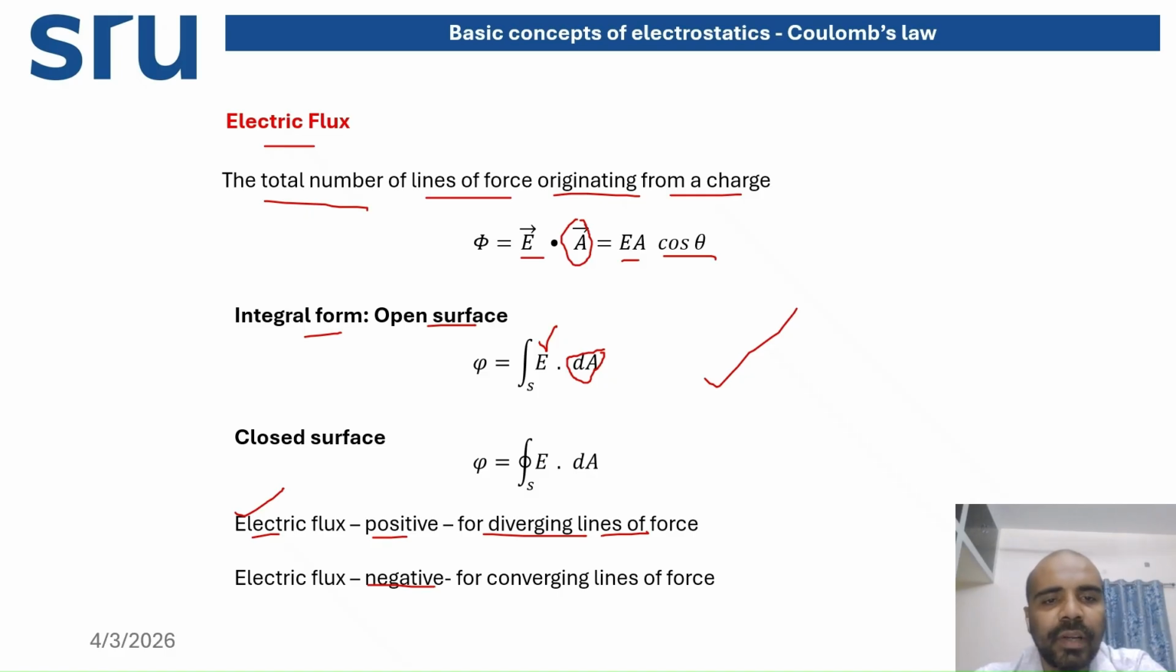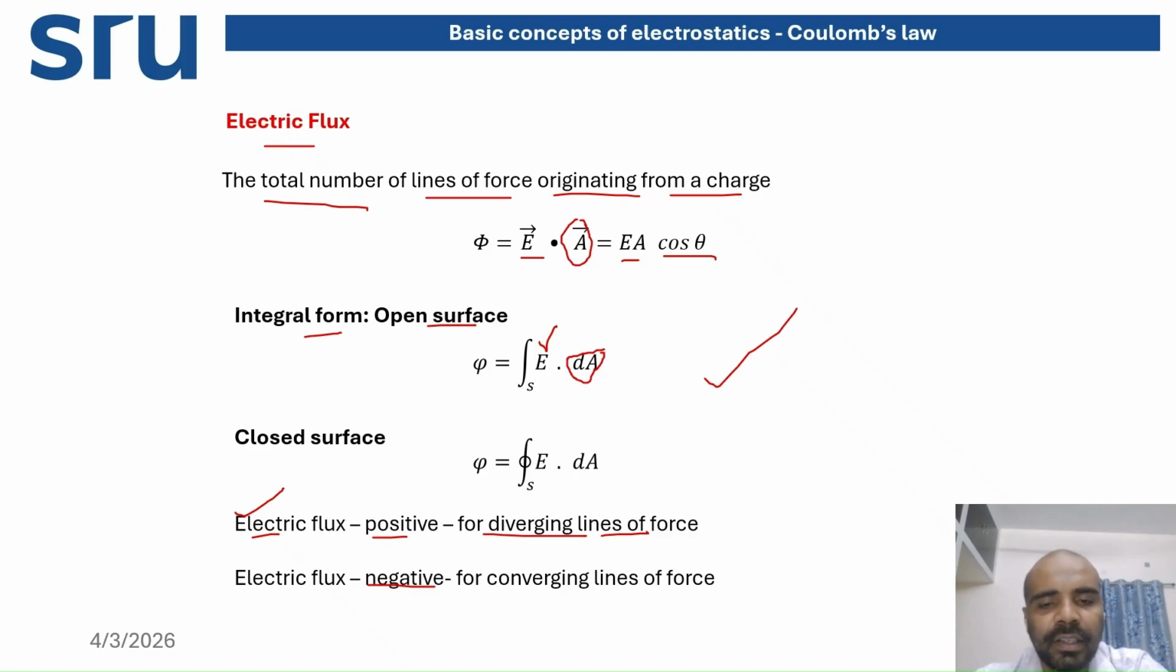So the total number of lines of force originating from a charge is known as electric flux, which is represented as phi equal to E dot A, the dot product between the electric field and the area. So it is equal to EA cos theta.